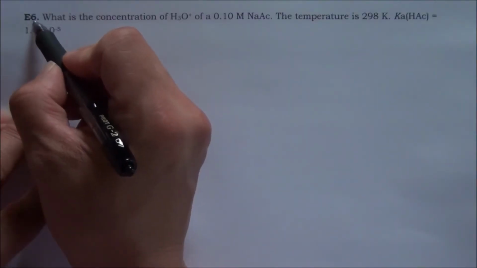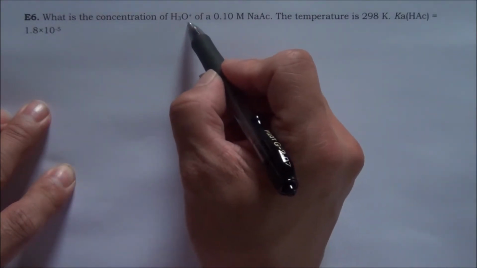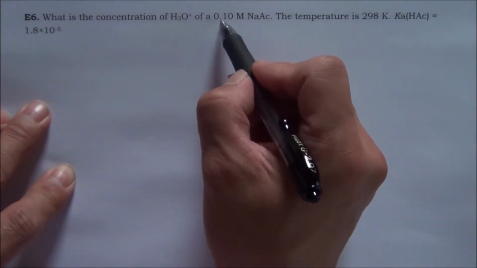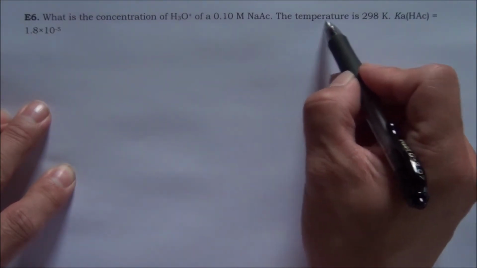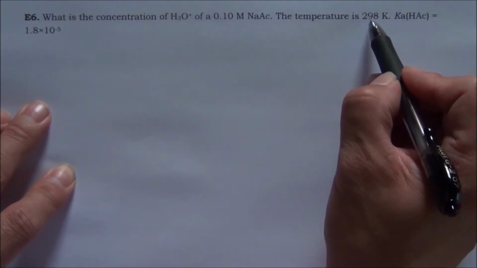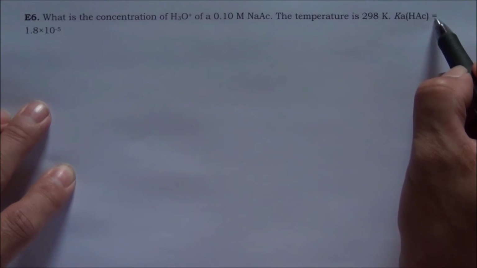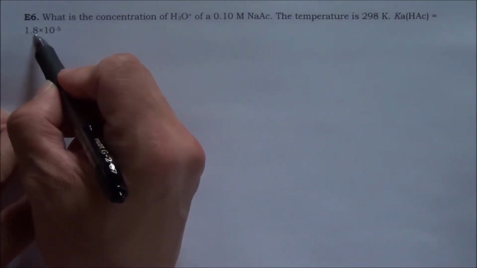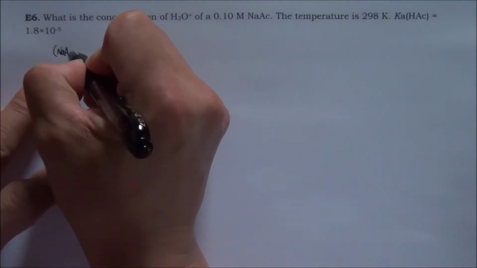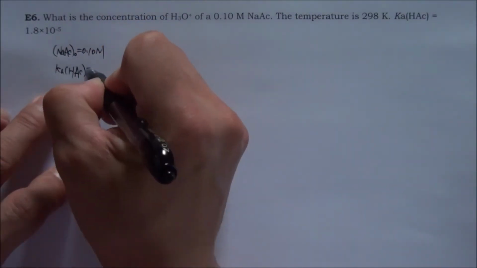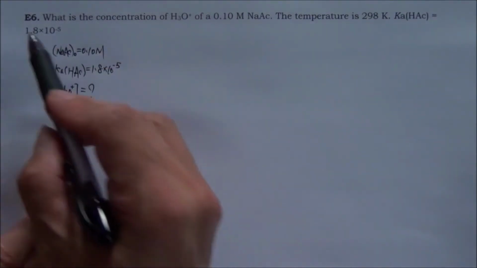Example 6. What is the concentration of hydronium ion of a 0.10 molarity sodium acetate? The temperature is 298 Kelvin. Ka of acetic acid is equal to 1.8 times 10 to the negative 5. This is the summary of this problem.